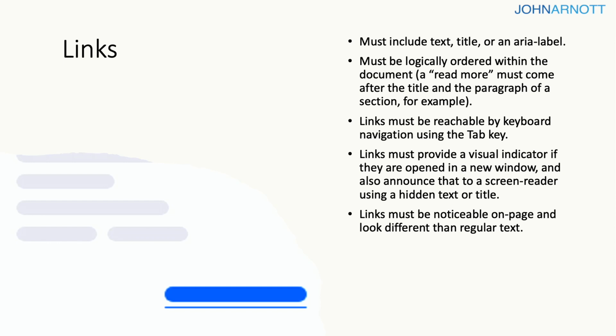The system identifies, labels, and fixes empty or insufficient link text. Links must include text, title, or an area label. They must be logically ordered within the document. For example, a read more must come after the title and the paragraph of a section. Links must provide a visual indicator if they are opened in a new window and also announce that to a screen reader using a hidden text or title. And lastly, links must be noticeable on page and look different than regular text.